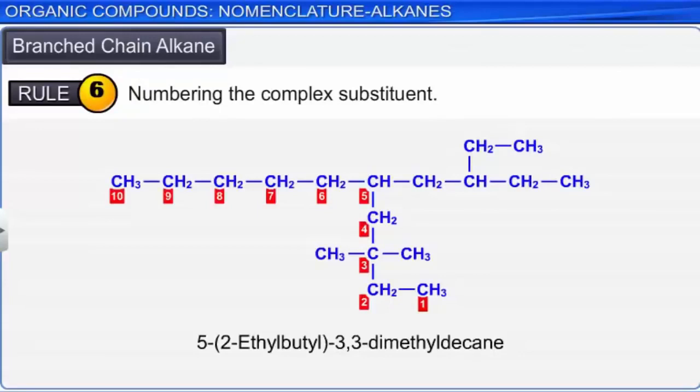If the substituent, that is, the alkyl branch on the parent chain, is complex, then the carbon atom of the branch attached to the parent chain is given the position 1 while numbering as shown. The name of this alkyl branch is placed in the parenthesis while naming the compound.